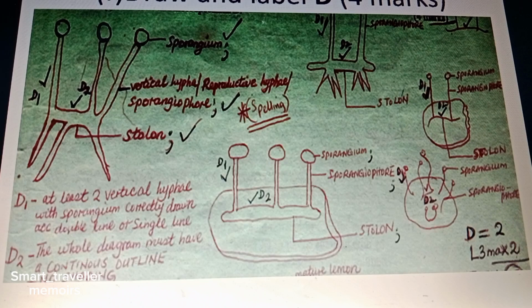So they have given alternative diagrams there, but you can see the diagram there, and you can see where the D1 drawing mark was being put. D1 there against the hyphae, D2 at the stem. So the labels are sporangium, hyphae or vertical hyphae, or reproductive hyphae, or if you say sporangiophore, all those were correct. And then there was stem. So those are the 3 label marks.